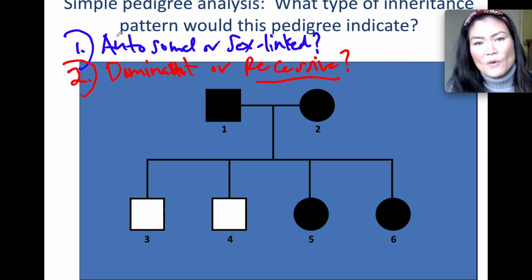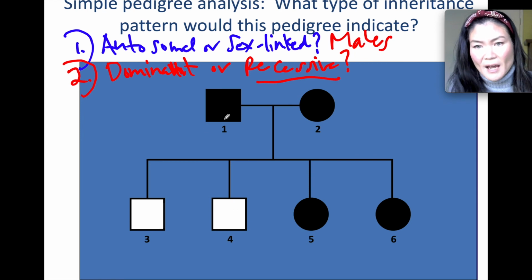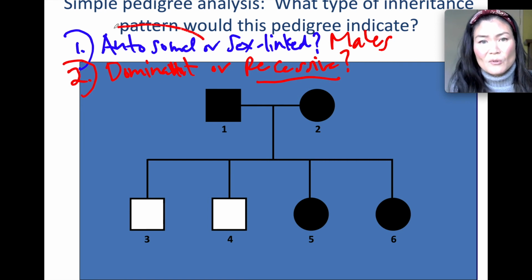This is how we know if it's sex-linked or autosomal. When it's sex-linked, it's usually found mostly in males, okay? So here, I can see that the dad has it, but then the daughters do not. The males do not have it, so it's not sex-linked. We're going to go with autosomal for this one because we don't see it mostly in males.